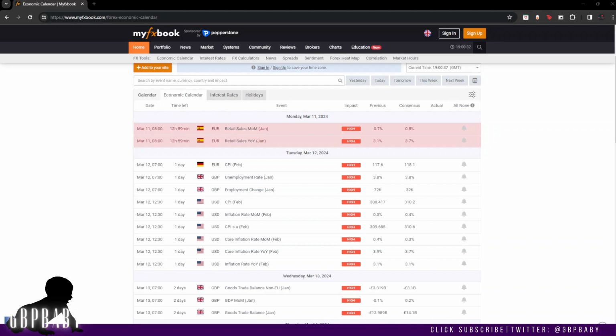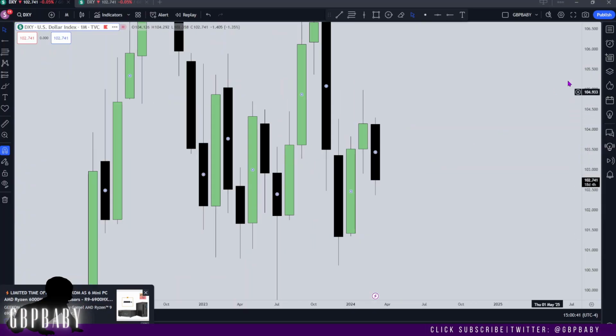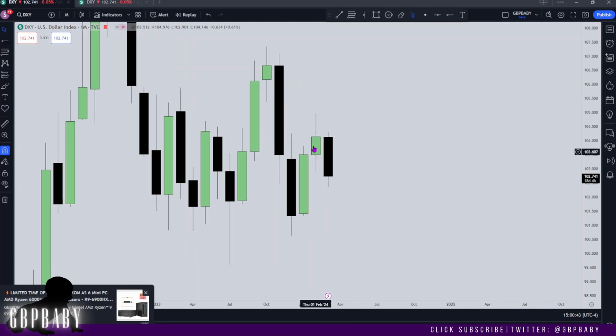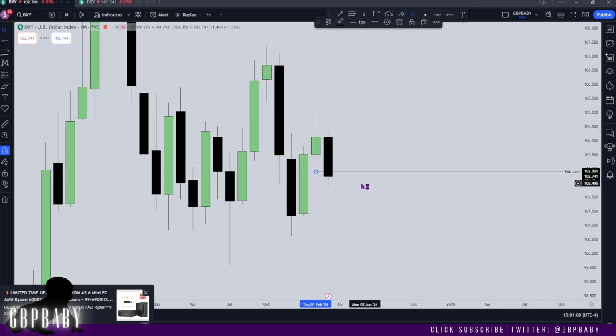So now let's get over to the charts. And I'm going to be starting on dollar monthly. And there's a few things I want to bring our attention to. First, I want to bring our attention to the low of last month. That's right here. And the reason for that is because price may want to retrade into this as we continue lower, if that is what price wants to do. So let me just get this drawn out, written out, and I'm going to put Feb low, just so we know that's the low of February.